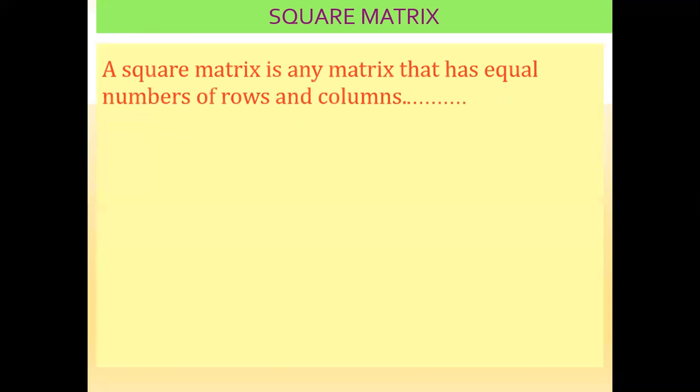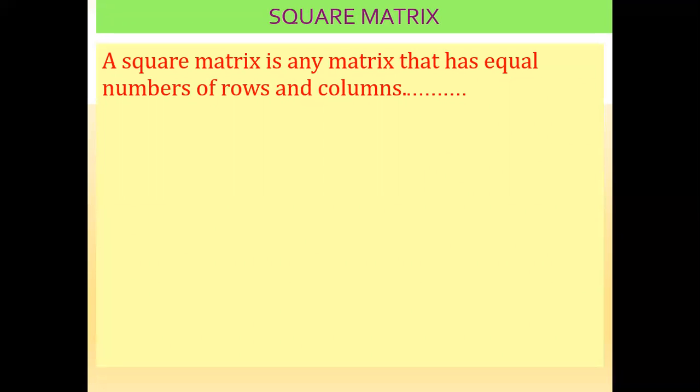Let's move on to the square matrix. The square matrix is a very, very important concept when you're talking about matrices. So what is a square matrix? A square matrix is any matrix that has an equal number of rows and columns. It's as easy as that. So if it has 2 rows, it has 2 columns as well. If it has 5 rows, it has 5 columns as well. If it has 6 rows, it has 6 columns as well.